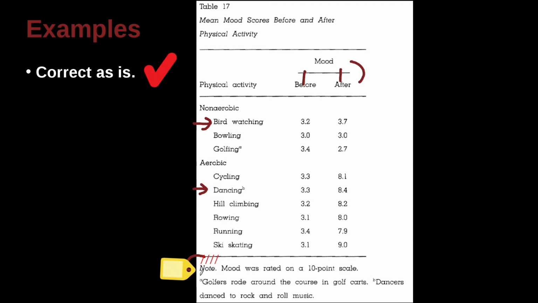We have a little A here and a little B here, superscripts, and A is up in here and B is up in here. And so we can see, what does B mean? B means dancers dance to rock and roll music. What does A mean? Golfers rode around the course in golf carts. So we don't want to put that information inside the table because it would make the table too big. So that's looking good. That looks like a good example.